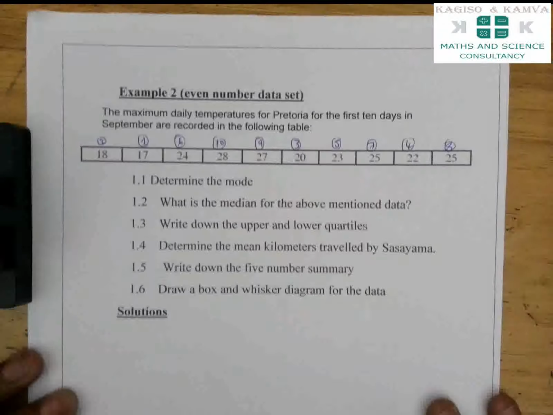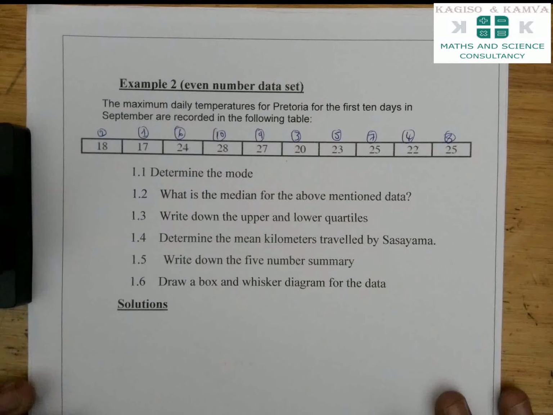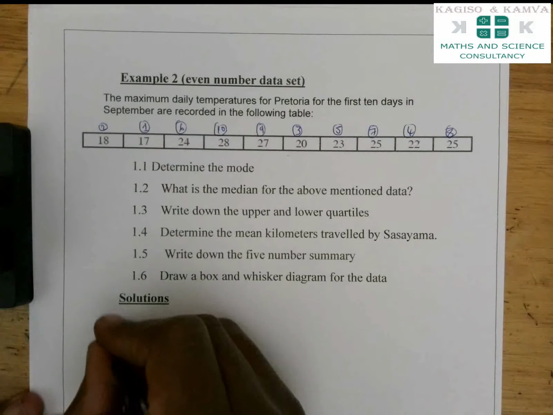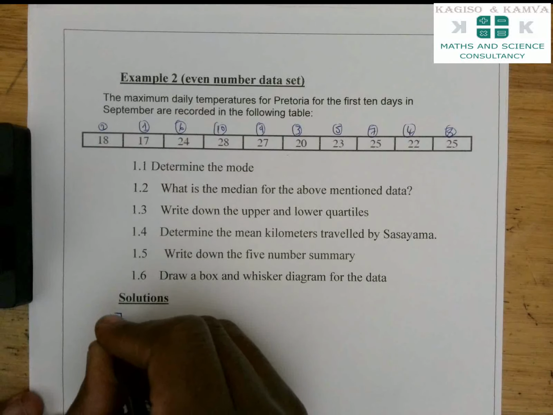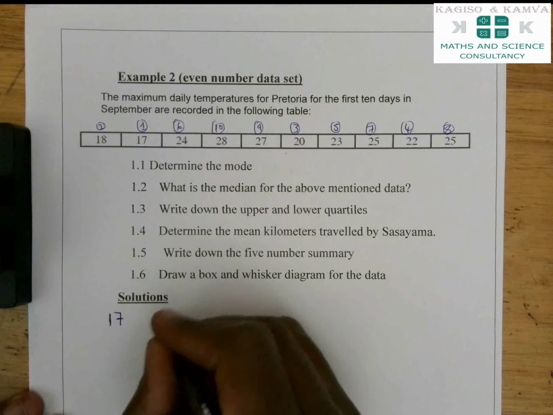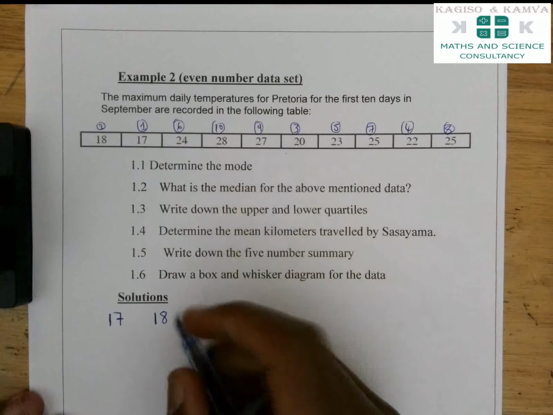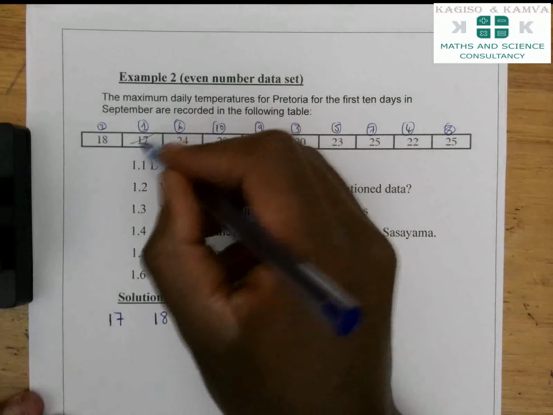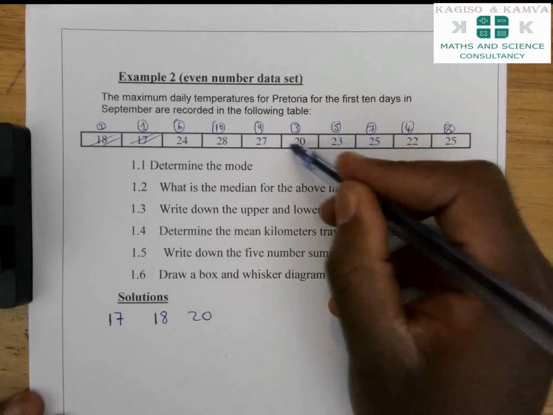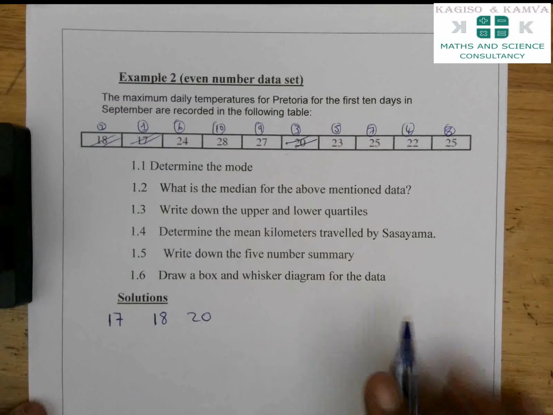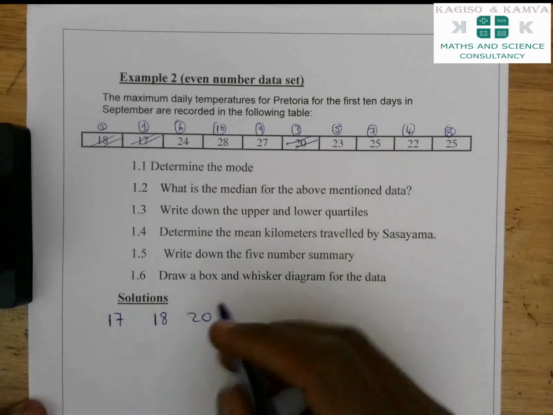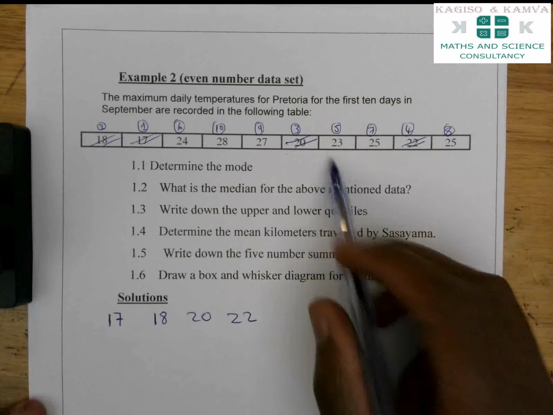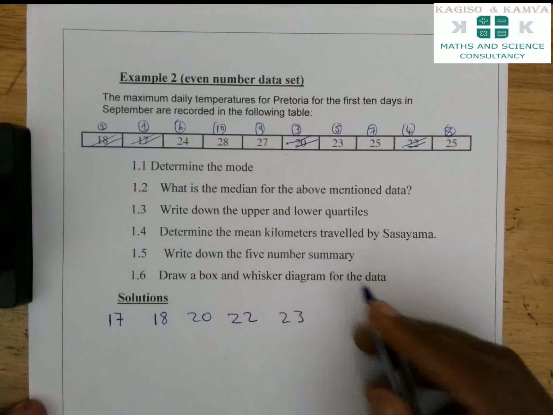Okay, so the first one will be what? The first one is going to be 17. Okay, so we are going to have 17. The second one is 18. The third one is 20. Let's do this. The fourth one is 22, and then the fifth is 23.